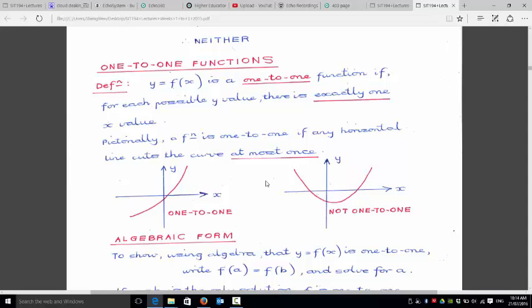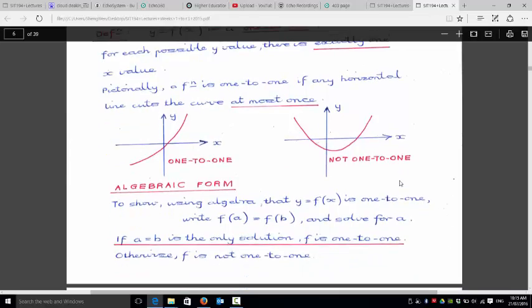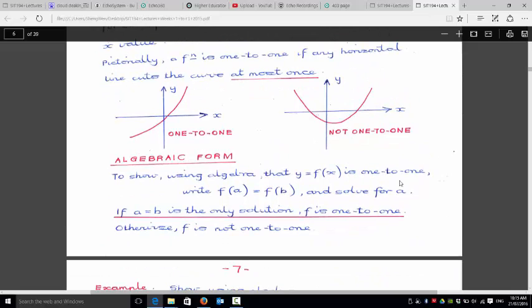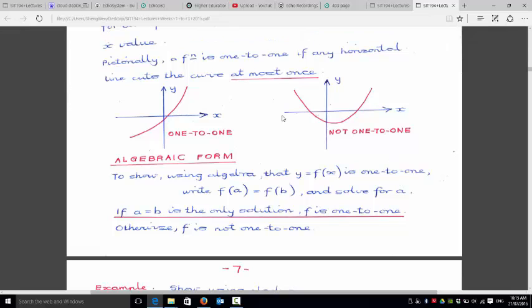Why? Because we can just use a horizontal line which is parallel to the x-axis, and that line will intersect with the sketch at 2 points. This means given a y, we may have two different x's. So the function on the right-hand side is not a one-to-one function, while the function on the left-hand side is a one-to-one function.